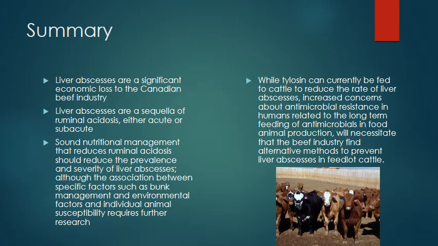So in summary, liver abscesses are a significant economic loss in the Canadian beef cattle industry. Liver abscesses are secondary to grain overload or ruminal acidosis, either acute or subacute. We encourage producers to work with their nutritionists and veterinarians on ways to reduce the risk of liver abscesses. This includes good or sound nutritional management. We also encourage you to stay attuned to new research.